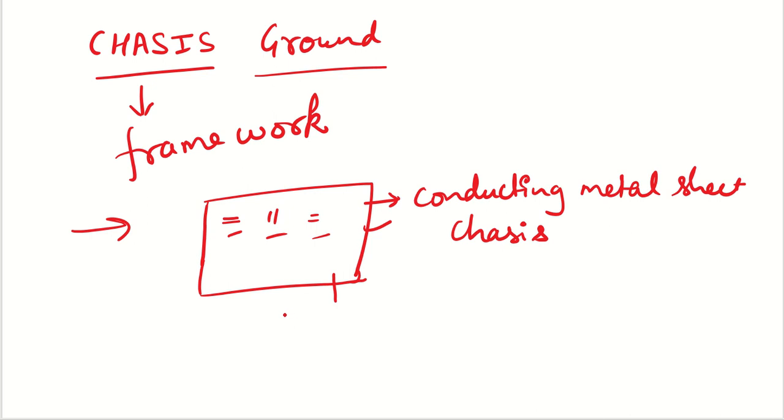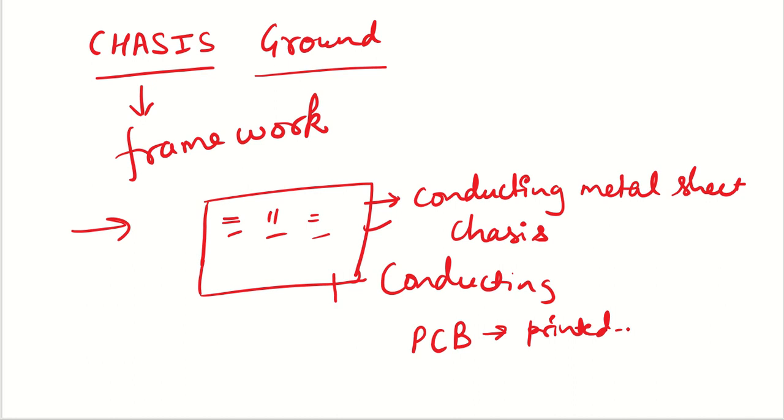Now, as I said, electronic components are mounted either on a conducting metal sheet, or a non-conducting plastic board with printed wiring, that is known as PCB, printed circuit boards, right?